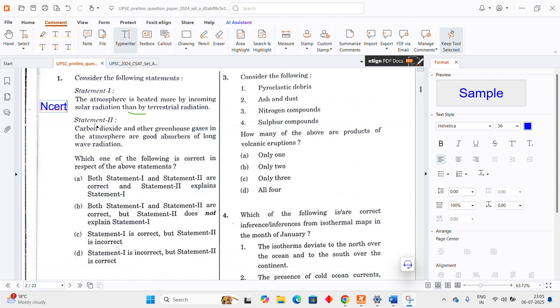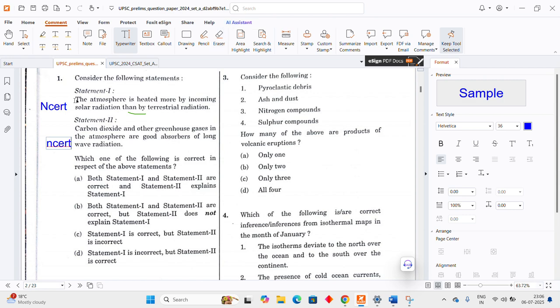The next statement that you have is carbon dioxide and other greenhouse gases in the atmosphere are good absorbers of long wave radiation. Again, this is NCERT. You cannot apply any tricks and anything of that sort in this. This is a clear-cut NCERT straight away question. So, what are the projections that we can have in this particular question?